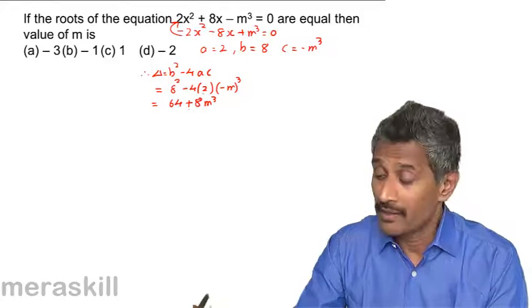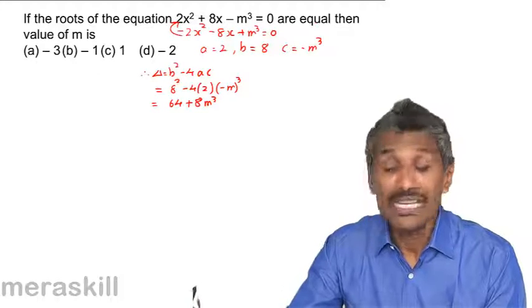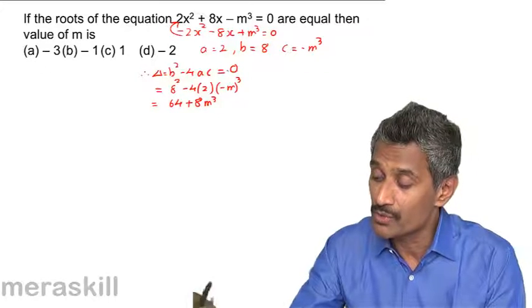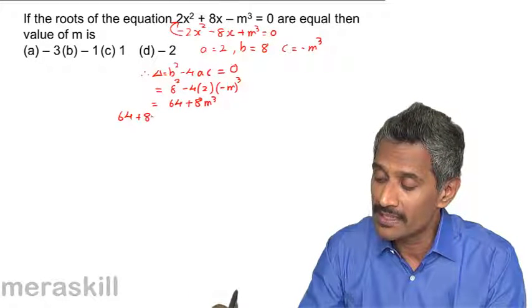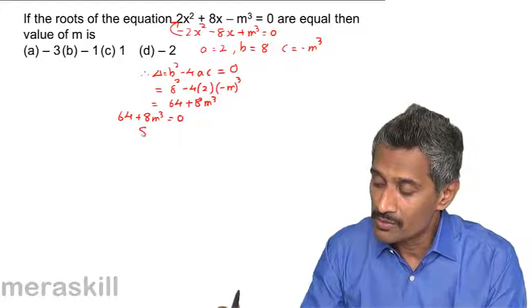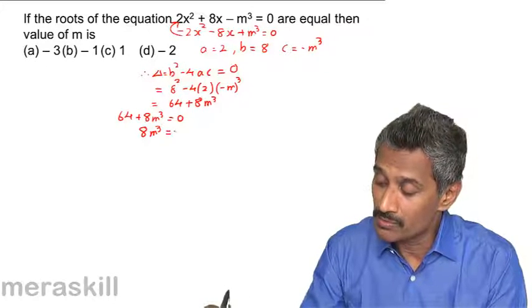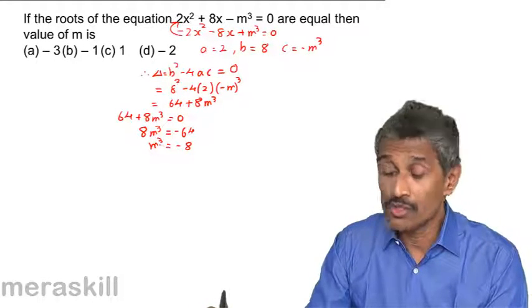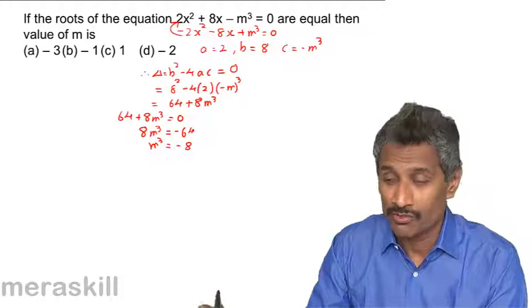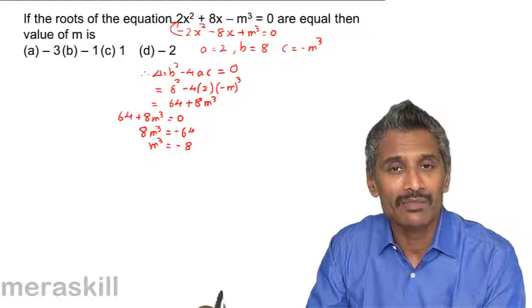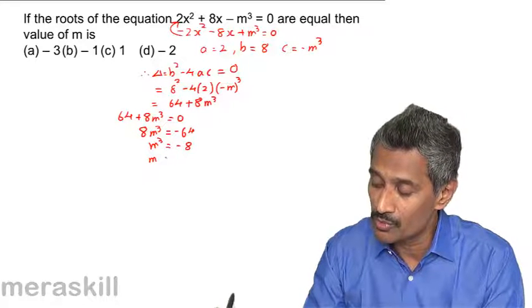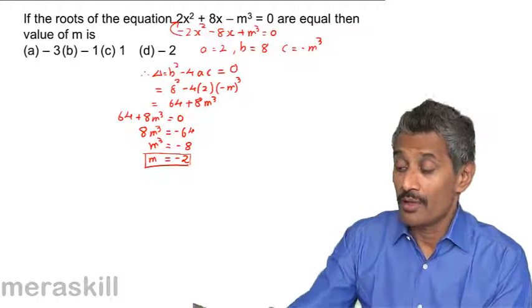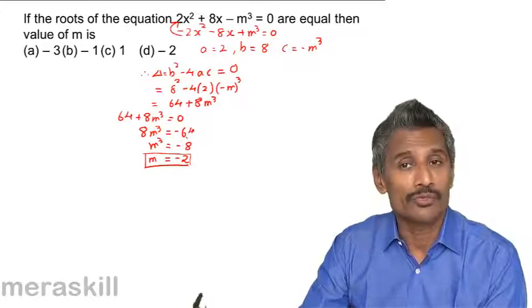Now it is given that the roots are equal. If we revise, the roots will be equal when b square minus 4ac is 0. So we have to equate 64 plus 8m cube equal to 0. So 8m cube is equal to minus 64. So m cube is minus 8. Remember, cube of a number can be negative. Square of a number cannot be negative. If you multiply minus 2 by itself 3 times, we get this. That means m is equal to cube root of minus 8, which is minus 2. So our answer, the option over here, is going to be minus 2.